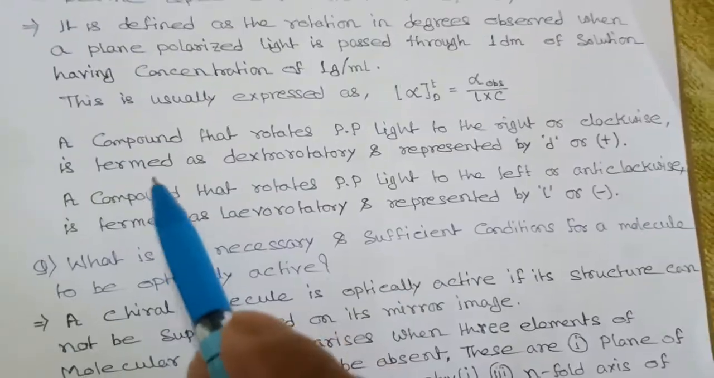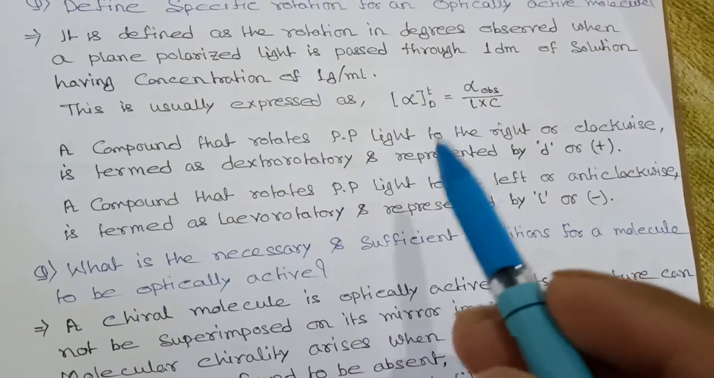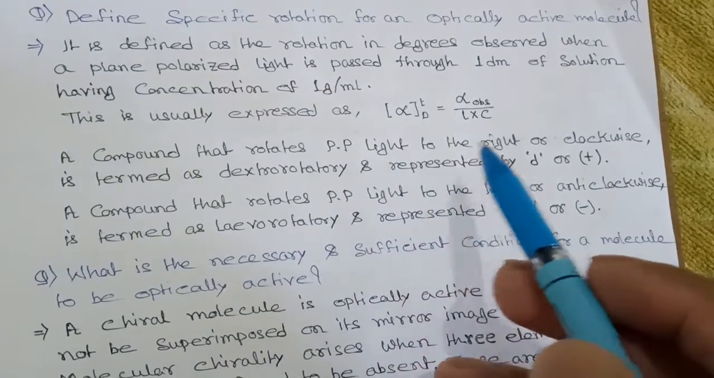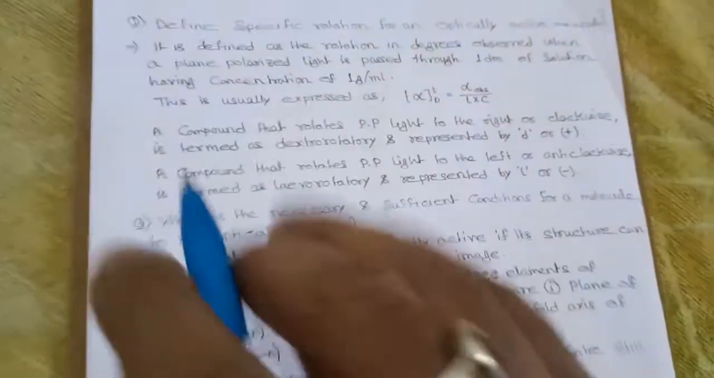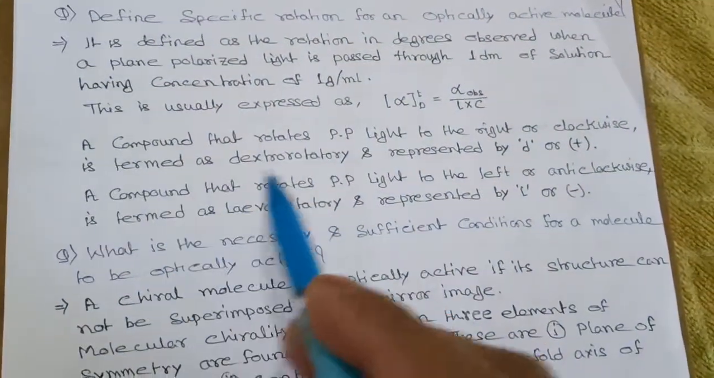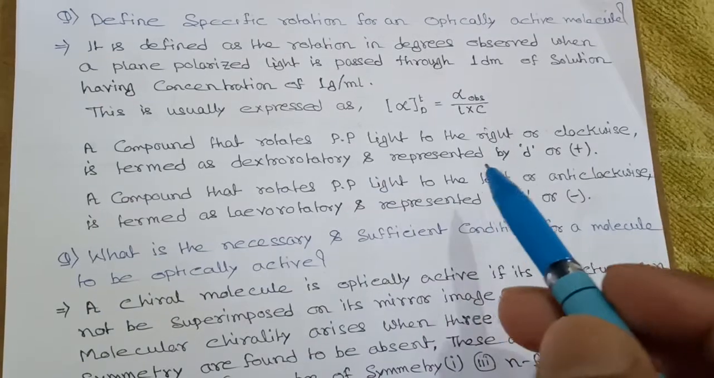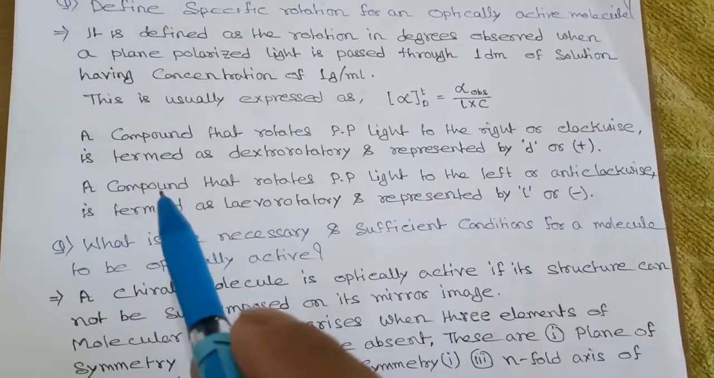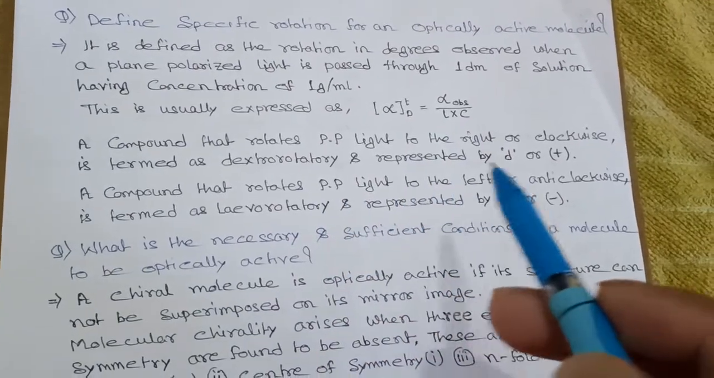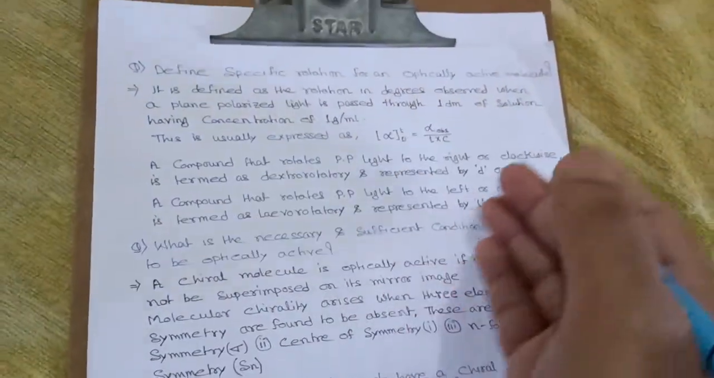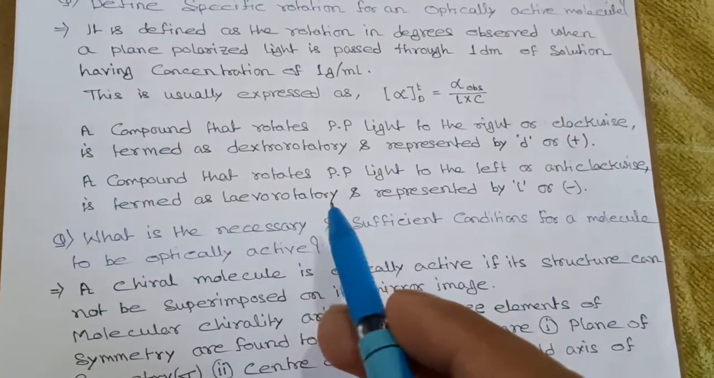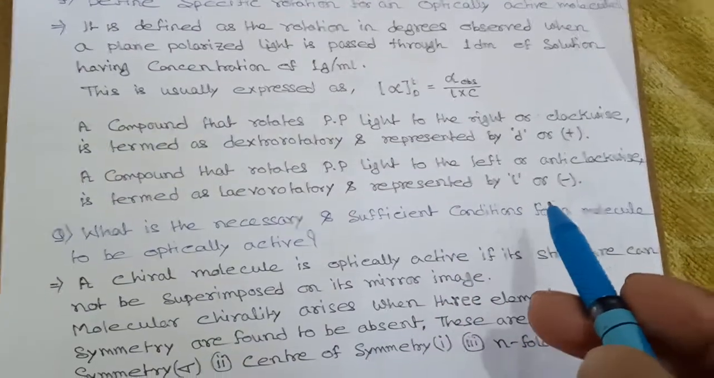Now a compound that rotates plane polarized light to the right hand side, or clockwise, in this way, is termed dextrorotatory and represented by small d or plus sign. And a compound that rotates plane polarized light to the left hand side, or anti-clockwise, in this way, is termed levorotatory and represented by small l or minus sign.